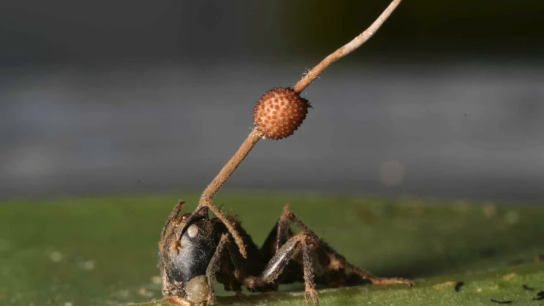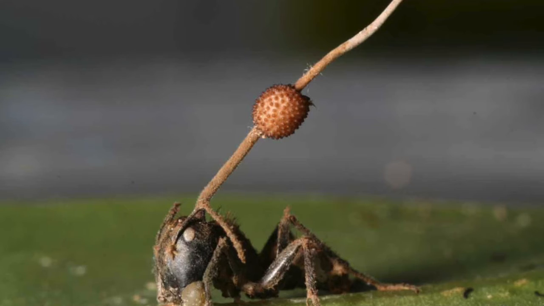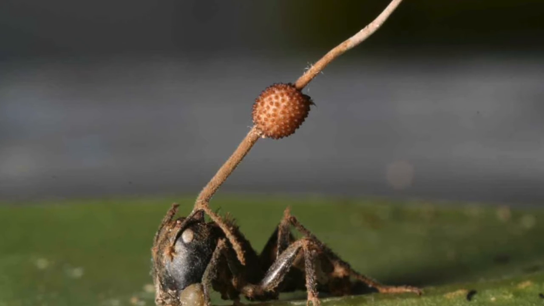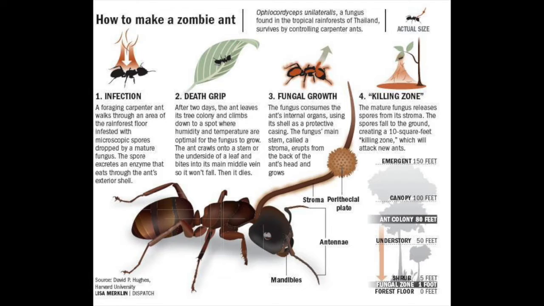After around 21 days, these infected ants will climb to the top of vegetation and sprout into a plant-like structure, as seen right here in this picture. The process of a zombie ant turning into a plant-like structure can be seen right here. There are 4 stages. The first stage is that the zombie ant gets infected. The parasite enters the body of the ant.